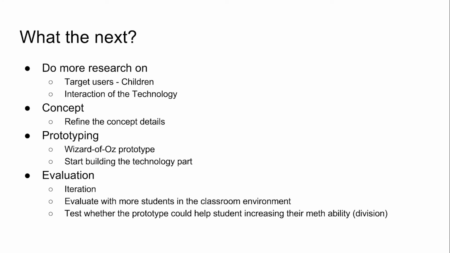So what's the next thing that needs to be done? First one is to do more research on the target users themselves and explore the interaction of the technology. We need to refine our concept details and improve them. And the most important thing is probably to make a prototype, because for now we only have a Wizard of Oz prototype, so it's not a real prototype, and we started building the technology part of the system. Start thinking about the features, functionalities and so on.